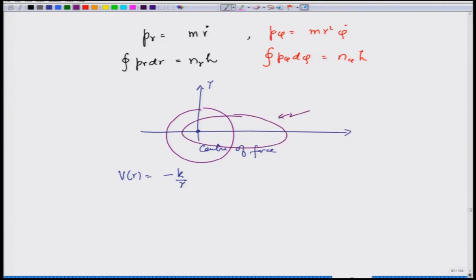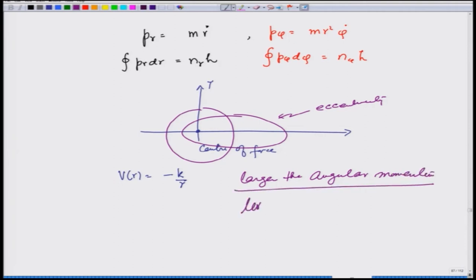and this has some eccentricity, and the larger the angular momentum, the less elliptical is the orbit. So, suppose the circular orbit has angular momentum L1 and the elliptical one is L2, then L1 would be greater than L2.